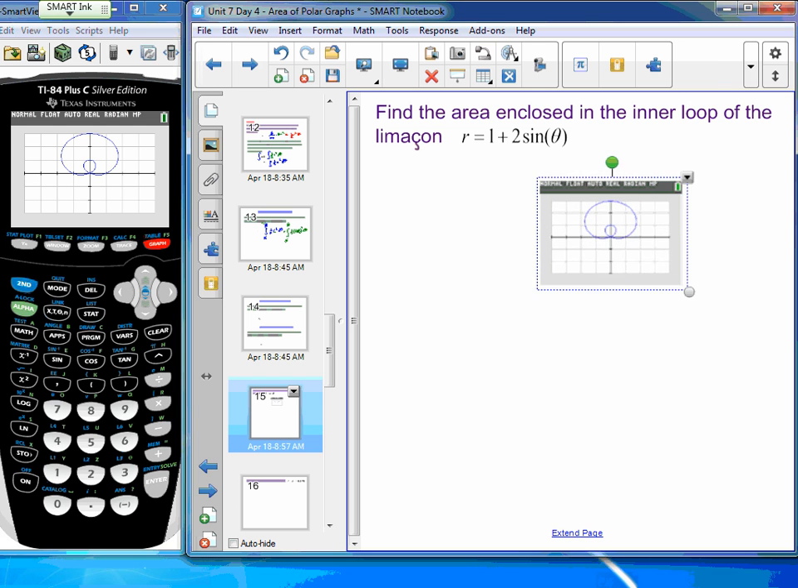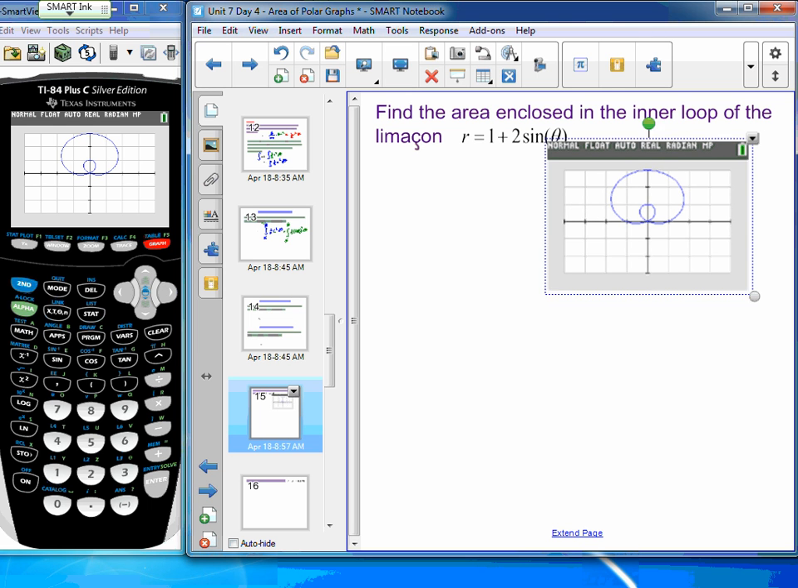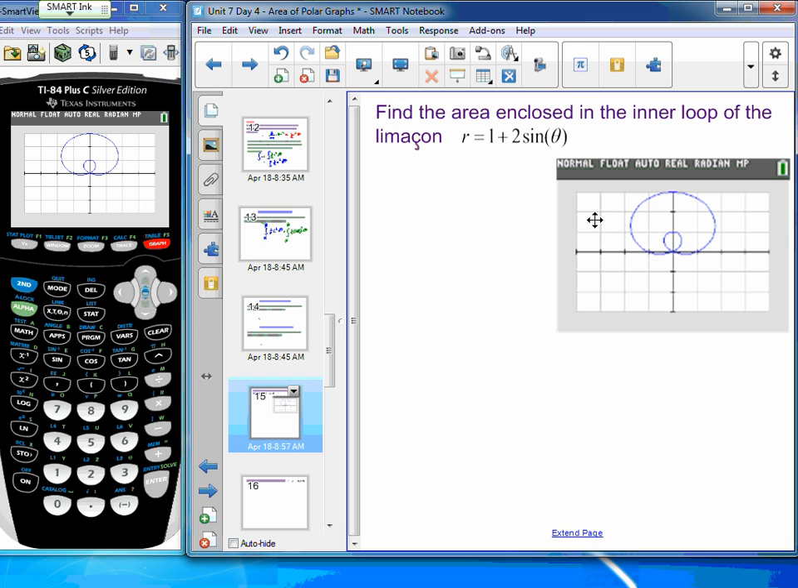All right, now what do we want to do? We want to find the area enclosed in the inner loop, just inside here. So how are we going to find that area? We need to determine in between what angles, alpha and beta, we need to determine what interval of my function traces out that inner loop. What can we do? We could watch more carefully, we could guess and check, or we could see that that inner loop appears to begin. Do you guys see that?